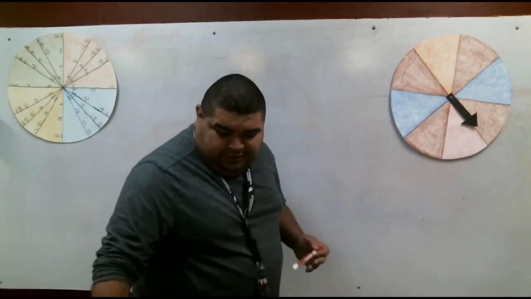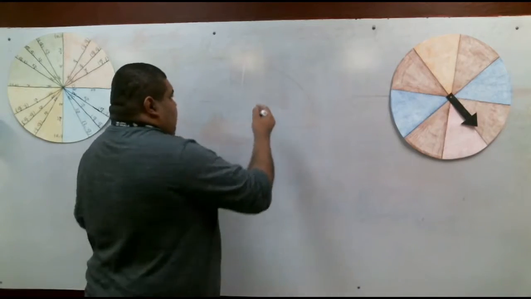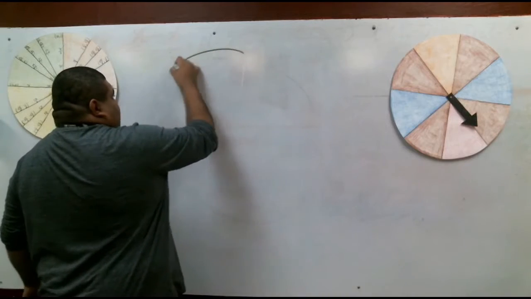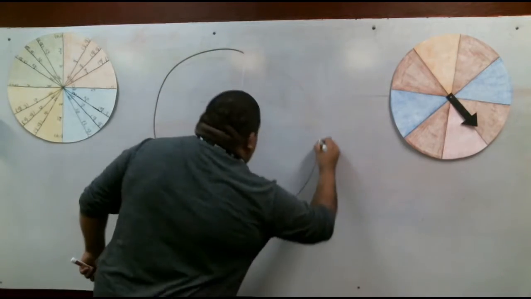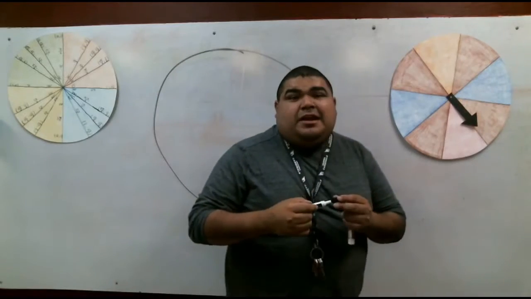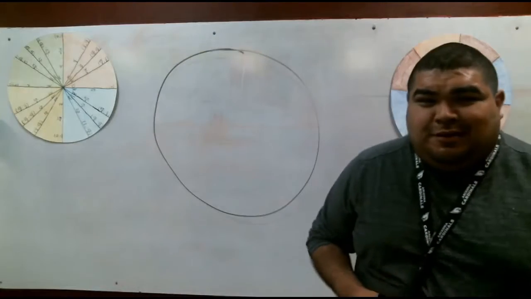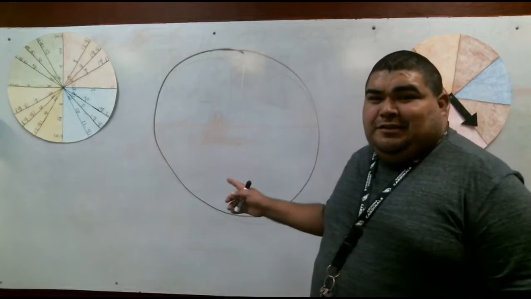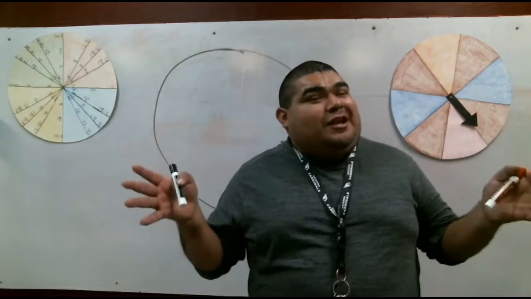Parts of a circle. So on the board here, I'm going to draw my circle. My circle might not be 100% of a circle. It might be a little off. Notice how it has a little curve there. It's okay. It's not art class.